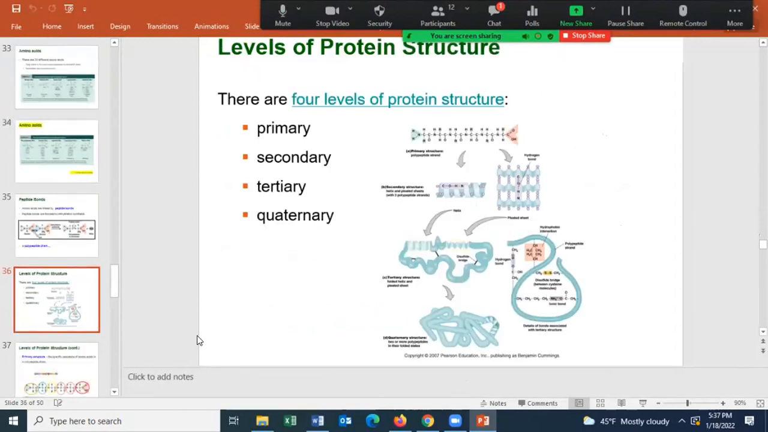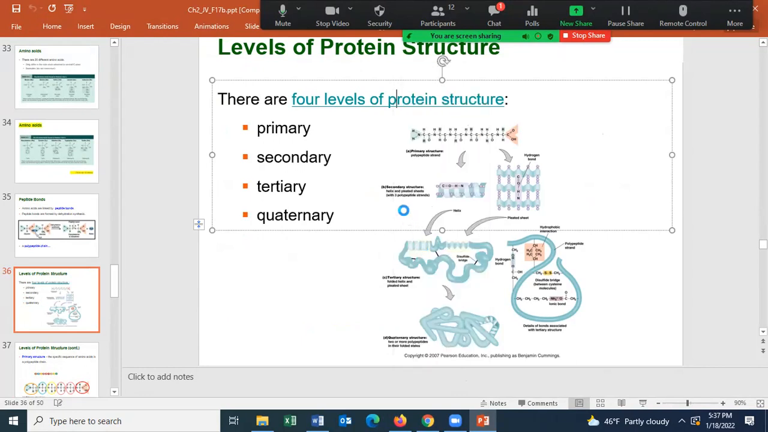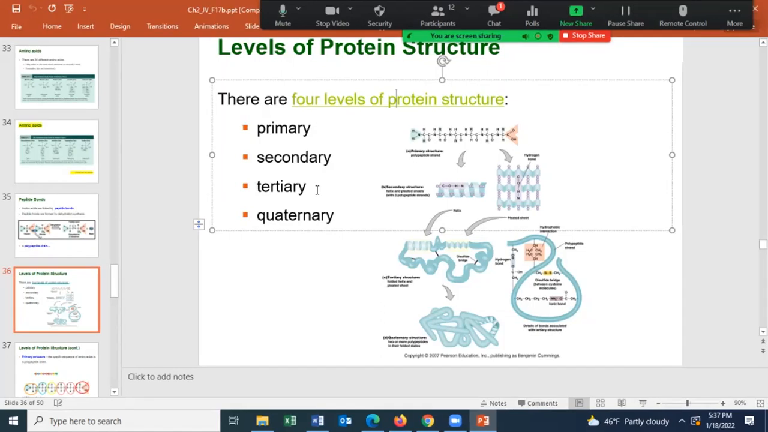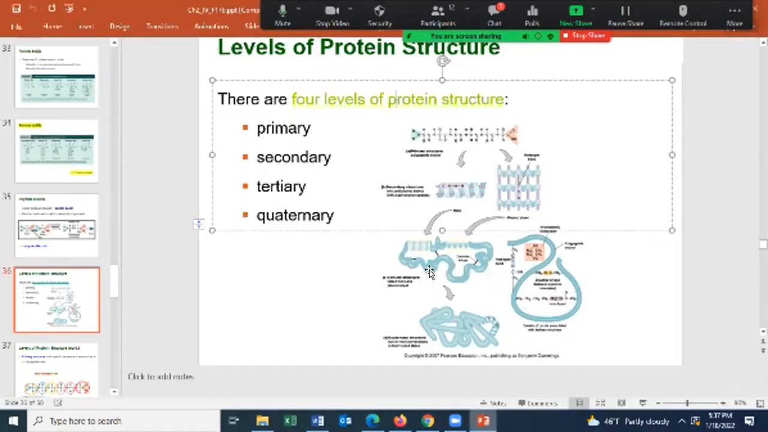When we're talking about proteins, proteins have 4 levels to the protein structure. There's the primary level, the secondary level, and the tertiary level, and then lastly, the quaternary level of a protein structure. The primary level is just the protein.